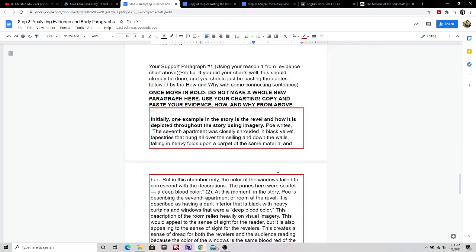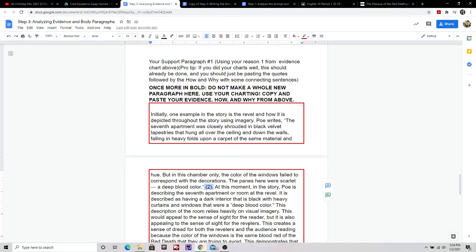Now, if I were to read this to you, initially one example in the story is the revel and how it is depicted throughout the story using imagery. So this would be coming right out of our thesis statement, so I don't feel as though there's a need to restate the thesis here. I'm going to unbold it because that should not be in the essay that way. I say Poe writes the 7th apartment all the way down to 2 right here, that description of the apartment, right? So I'm hitting my evidence.